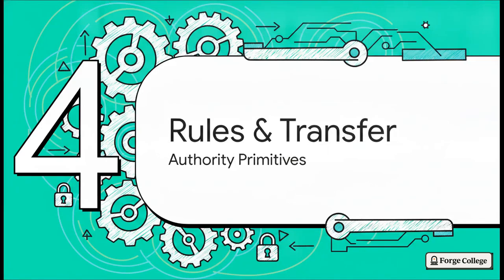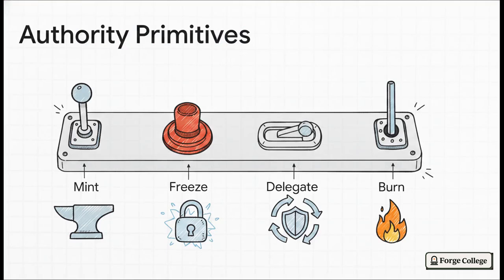Section 4. Rules and transfer semantics. So over on the Solana blockchain, we enforce real-world legal rules using what we call authority primitives.